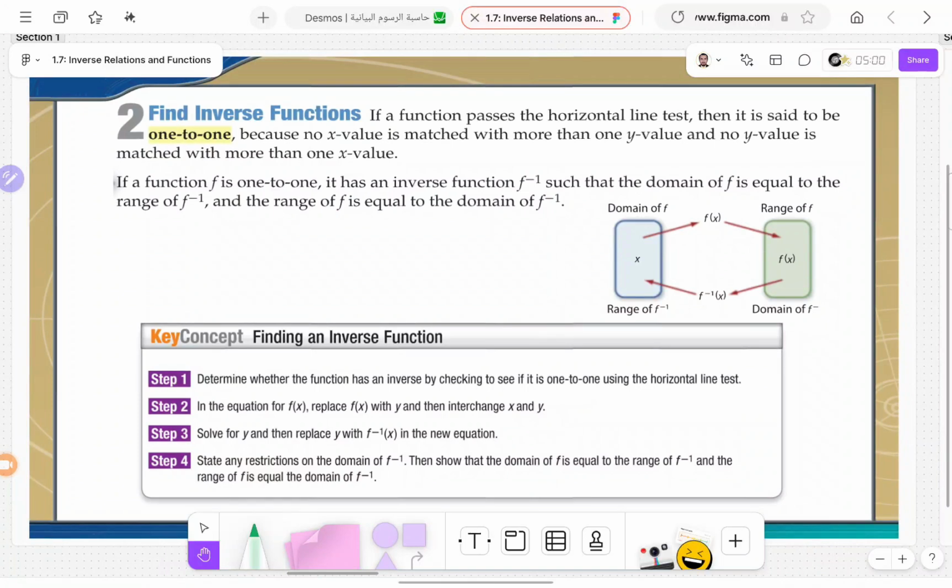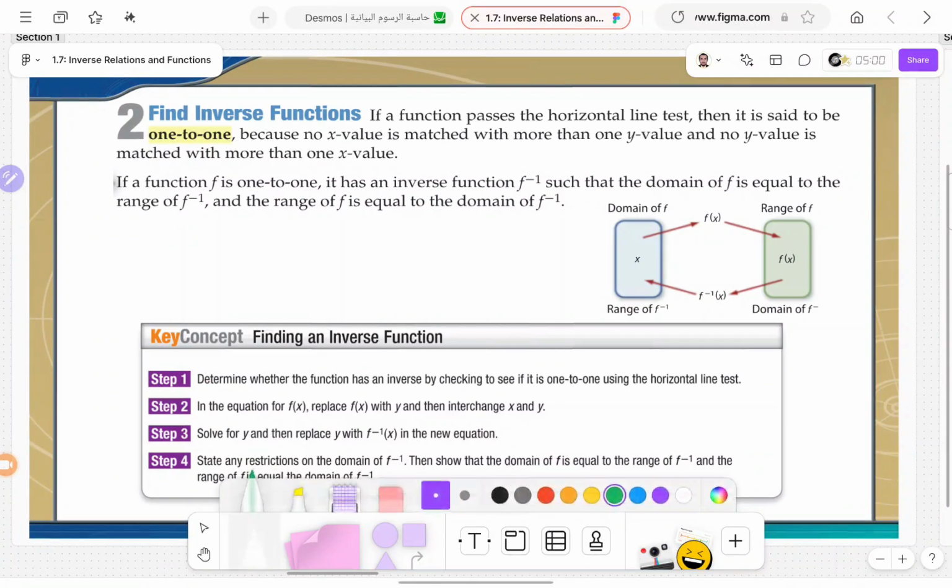Okay, now as you can see here, let's read the first sentence to understand what I'm going to explain. Now find inverse function. If the function passes the horizontal line test, meaning if you apply the horizontal line test and the function intersects at just 1 point, it means it has an inverse. So we call this function a one-to-one function.